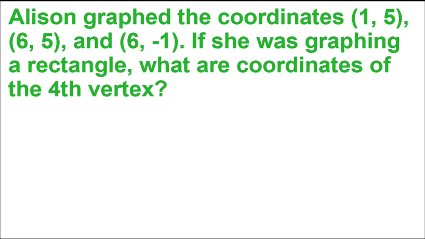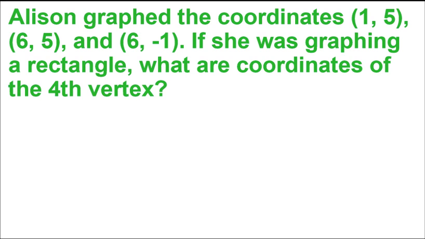All right, so now we got Allison. She's graphing some coordinates. She's starting a rectangle. We need the 4th vertex. So you have 2 options to do this. You can graph those 3 points, and once you graph them, you'd have something that looks like this. You got to figure out the coordinates for the 4th point. That's one way. To me, there's an easier way, though.